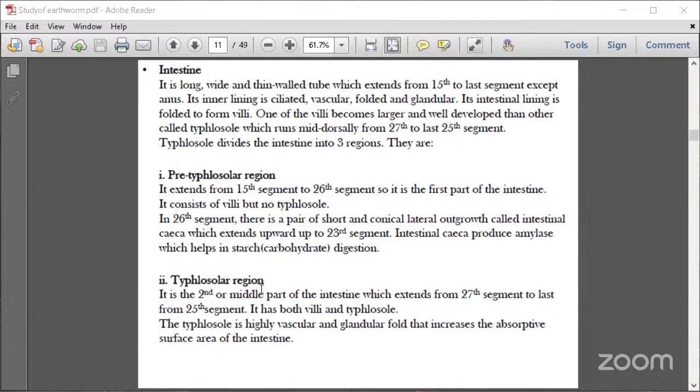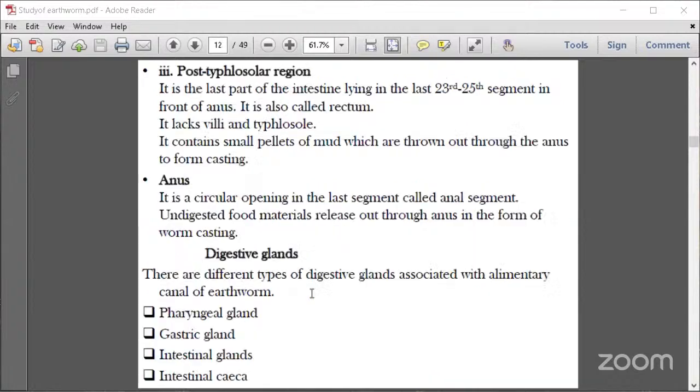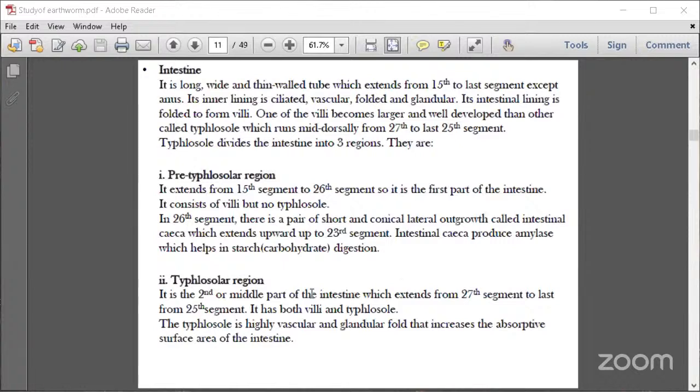Typhlosole divides the intestine region into three regions. Those are pre-typhlosolar region, typhlosolar region, and post-typhlosolar region. The pre-typhlosolar region extends from the 15th segment to the 26th segment.